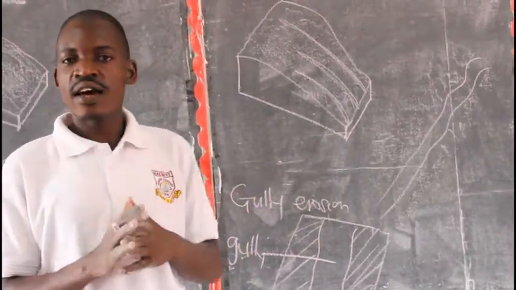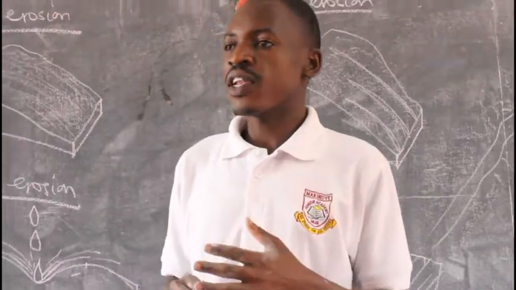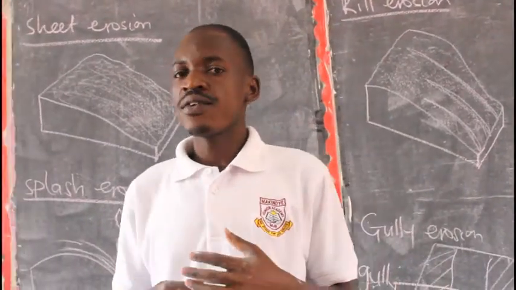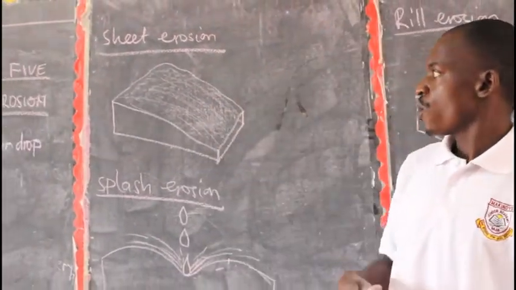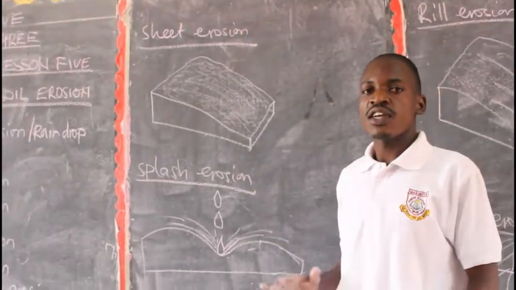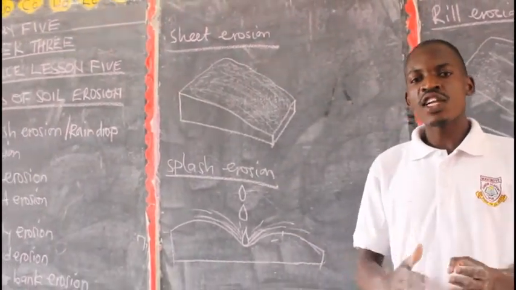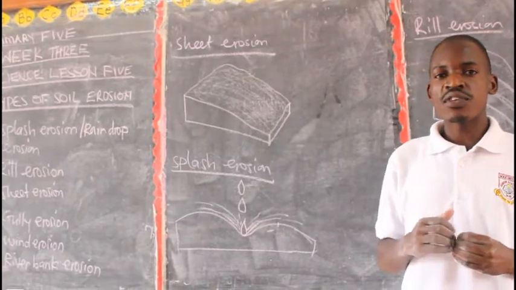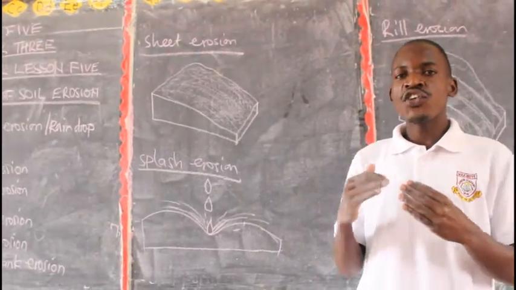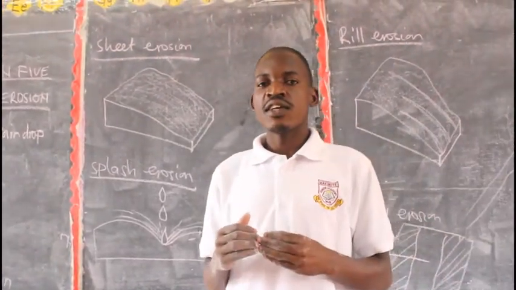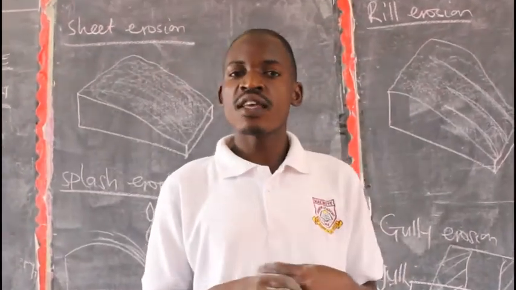So those are the 6 types of soil erosion that we have for today, and therefore we are having an activity after these notes. Make sure that you write those notes in your class workbooks. After writing the notes, then you write the activity. Then send a book for marking.